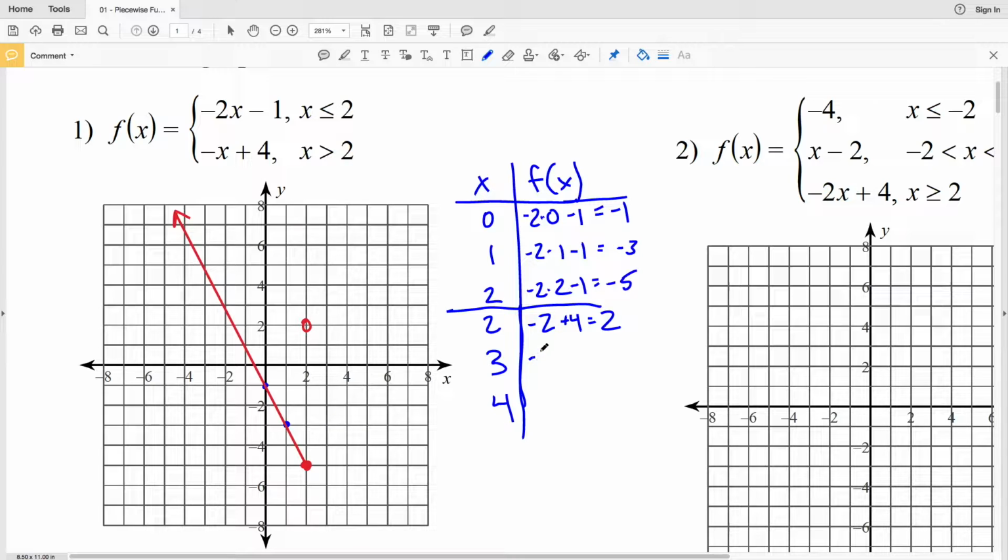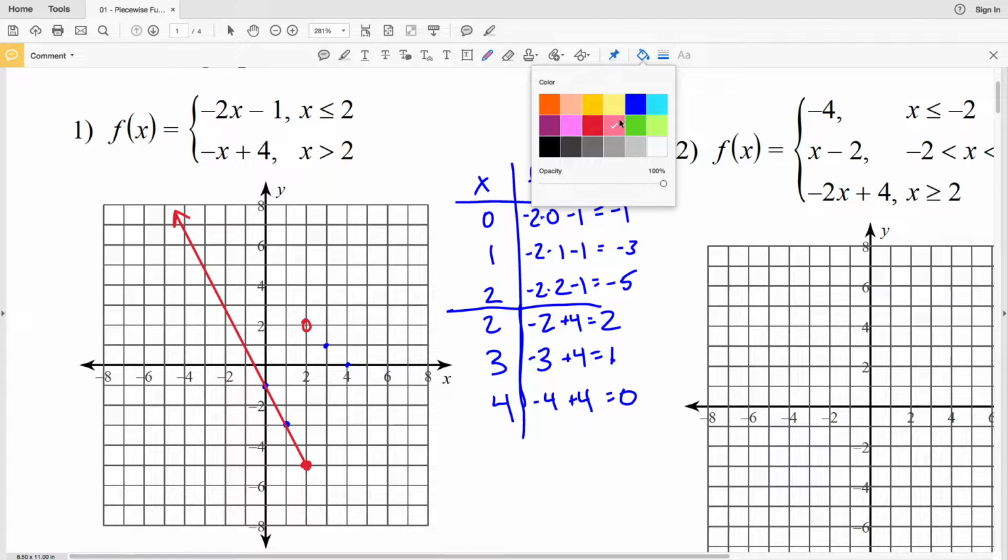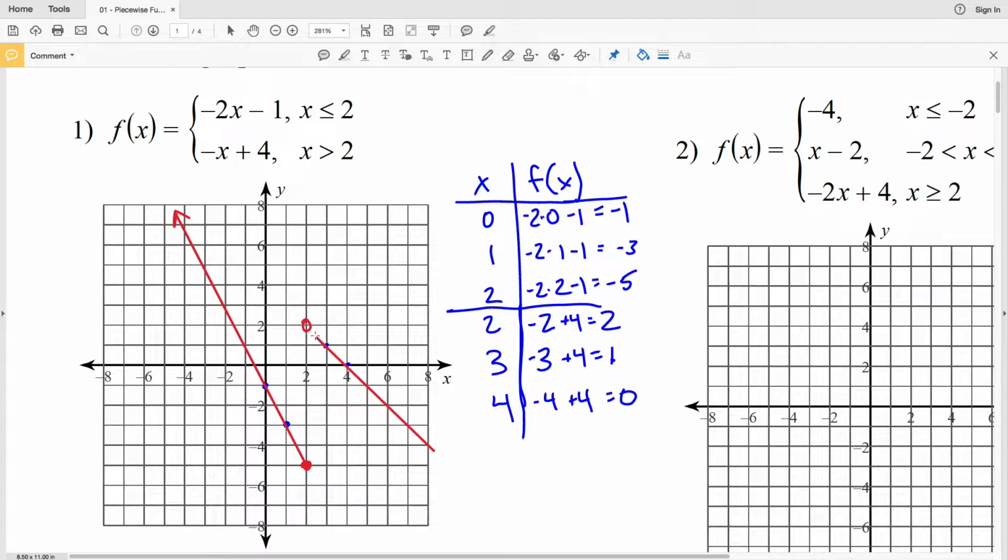Next, I'll plug in 3, so I'll have the opposite of 3 plus 4, which will be a positive 1. So graphing 3, 1, and then for 4 I'll have the opposite of 4 plus 4, which is equal to 0. So when I'm at 4 in the x, I'm at 0 for f of x. And now I'll draw my line going from that point, and remember that's an open circle because that value is not included, and continuing on towards the right. That is the graph of my piecewise function in number 1. Let's continue on to number 2.